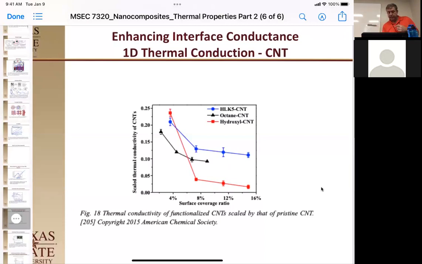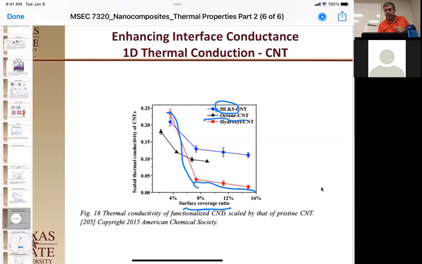What we see here is the scaled conductivity as you increase the surface coverage ratio. No, this is scaled versus the unmodified one. I don't know what this modification is, I forgot, sorry. But with an octyl hydroxyl group, it starts out pretty high thermal conductivity, but then as you hydroxylate it more and more, it goes down. So your hydroxyl groups are forcing it out of the matrix. It's not enhancing that thermal conductivity at the interface, and therefore it's decreasing.